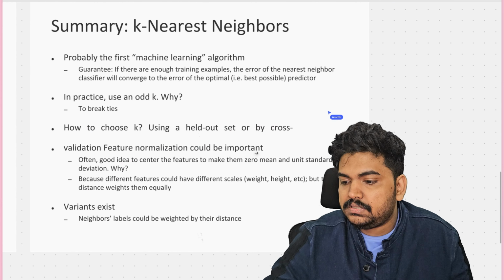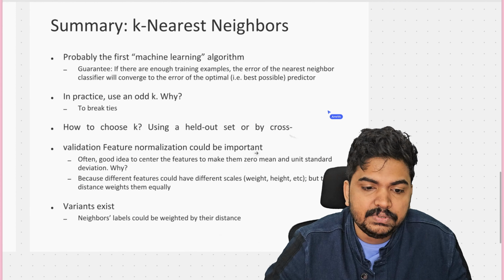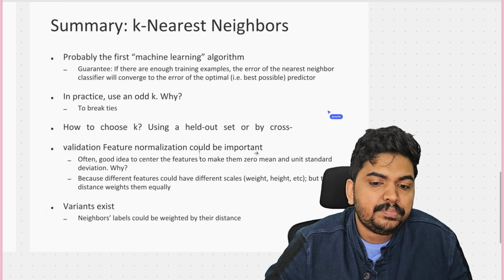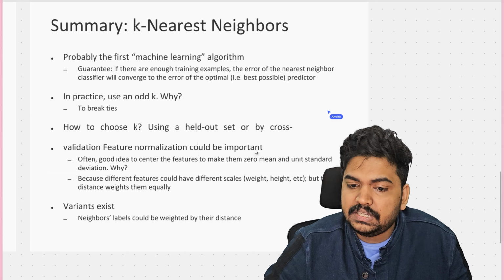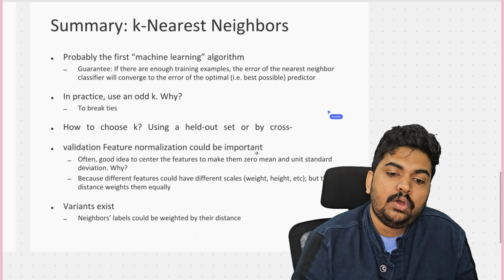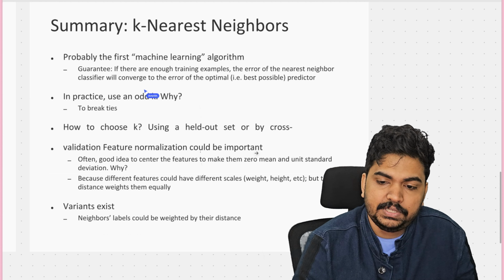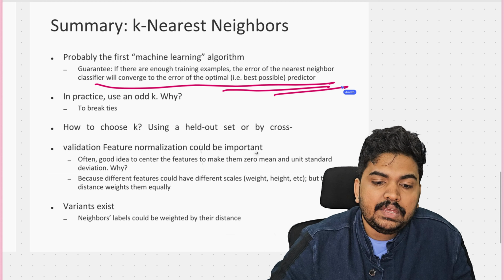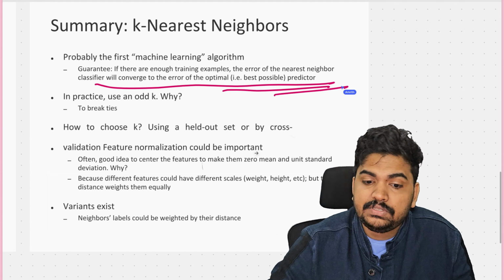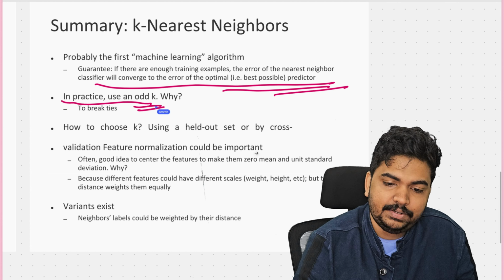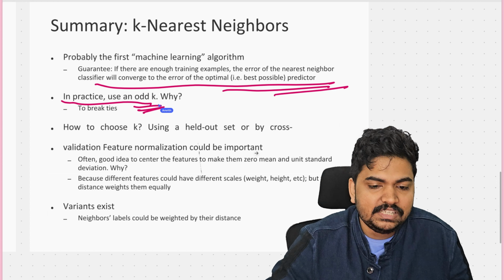To summarize k-nearest neighbors, this is probably the first machine learning algorithm, and if there are enough training examples, the error of the nearest neighbor classifier will converge to the error of the optimal predictor or the best possible predictor, but that number may vary. In practice, use an odd k. So that's a very interesting suggestion. It might look very trivial, but it's a very interesting suggestion.